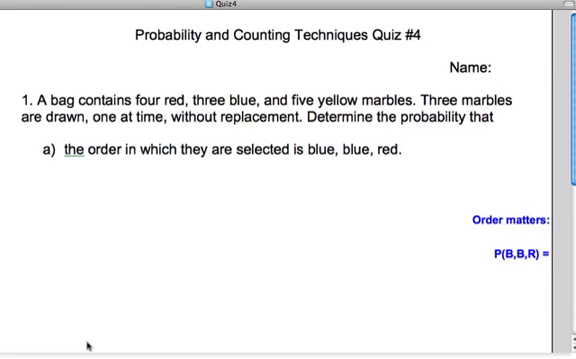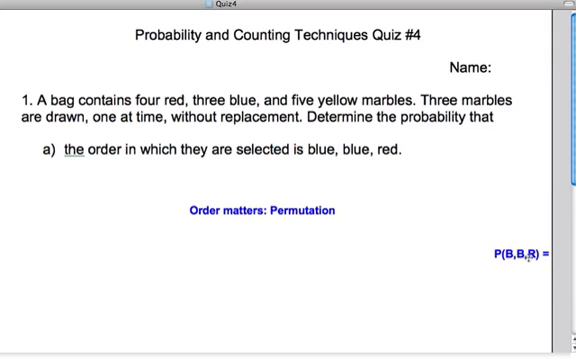All right, so a bag contains 4 red, 3 blue, and 5 yellow marbles. 3 marbles are drawn one at a time without replacement. Determine the probability that the order in which they are selected is blue, blue, and red. Now in this case, order matters. So that means we're looking at permutations.